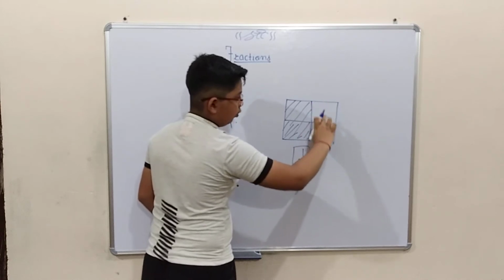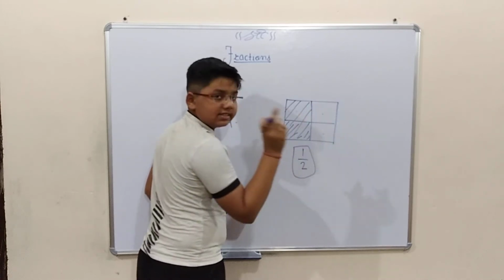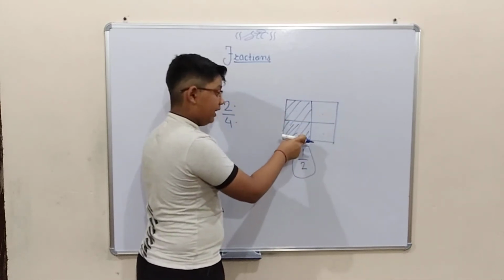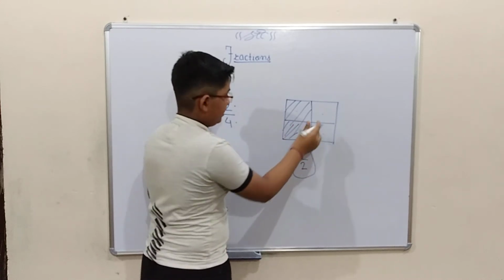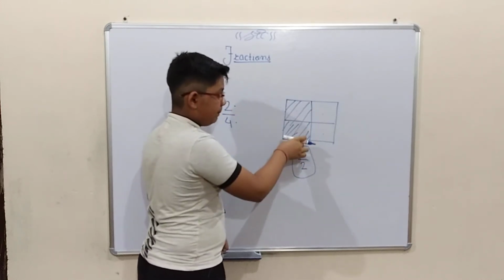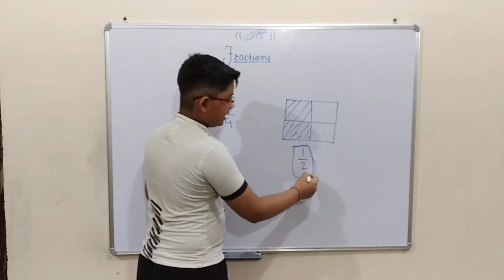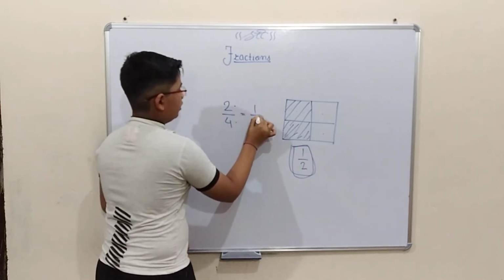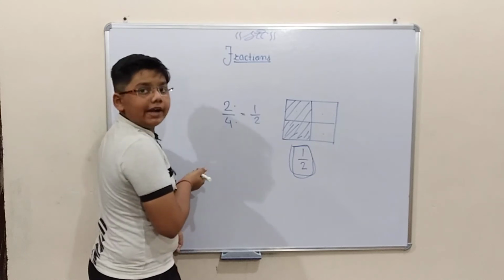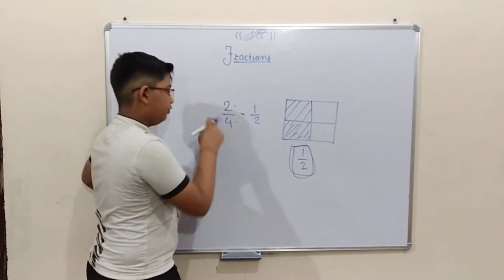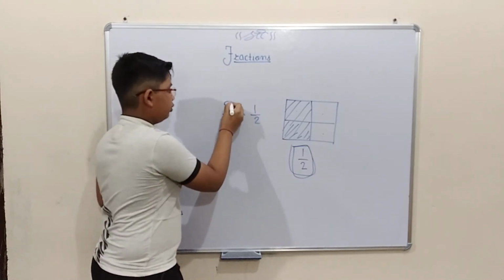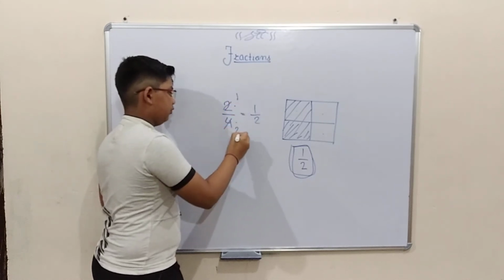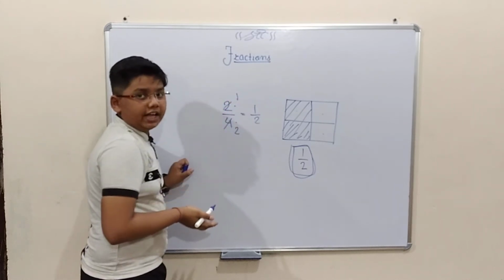If we take this whole rectangle as one part, and another part, so there are 2 parts like this and 1 part is shaded. So we can say that it is 1 by 2. So what can we say? 2 by 4 is equal to 1 over 2. Just simplified. There is another way of simplifying 2 over 4: 2 times 1 is 2, 2 times 2 is 4, the same 1 by 2 as we can see.